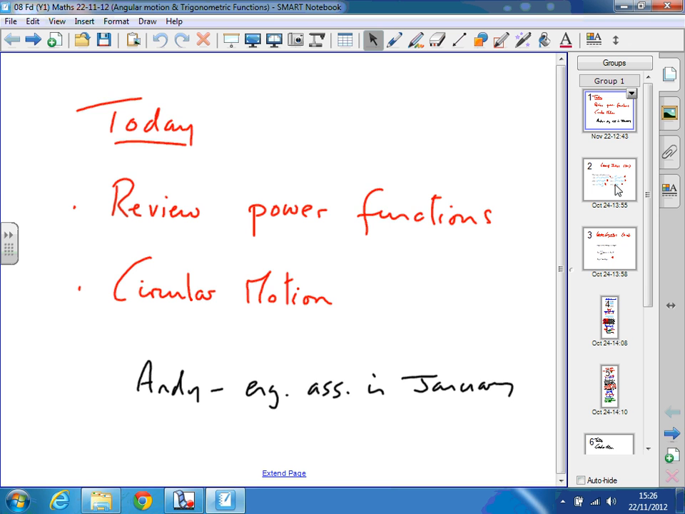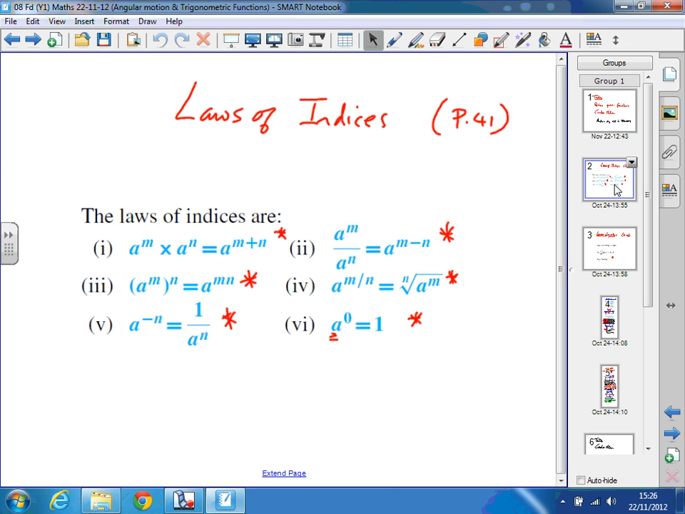So laws of indices are something that we will use a lot, particularly when it comes to calculus. They're the sorts of things that we refer to when we're tidying up algebraic expressions, when we're playing around with power functions, stuff like that. We use these laws of indices. So I asked you to make a note of them somewhere convenient so you can refer to them.